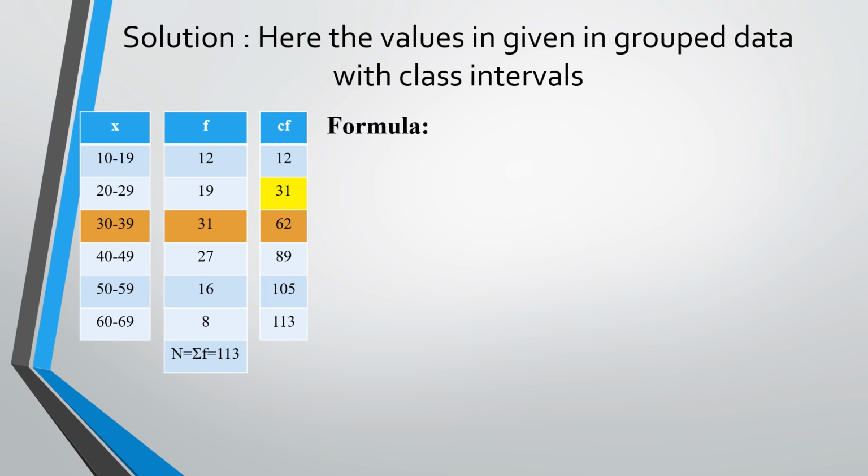Here the formula to calculate the median is equal to L1 plus (L2 minus L1) divided by f into (m minus cf), where L1 is the lower limit of the median class, L2 is the upper limit of the median class, f is the frequency of the median class, and m is the size of the median.